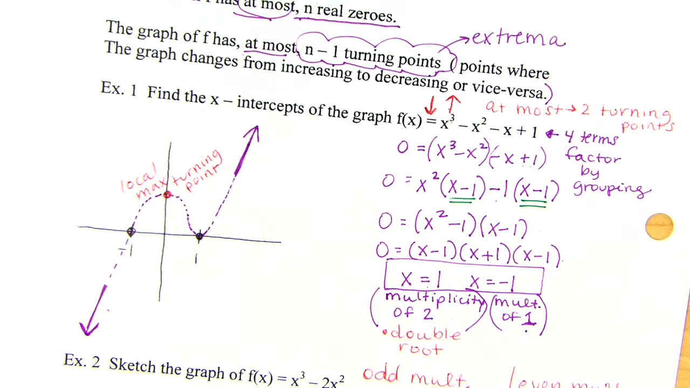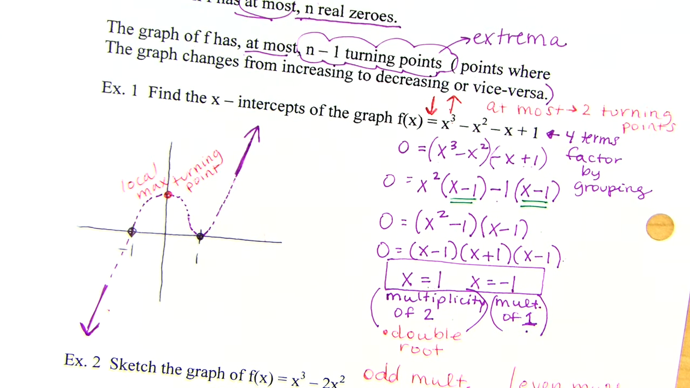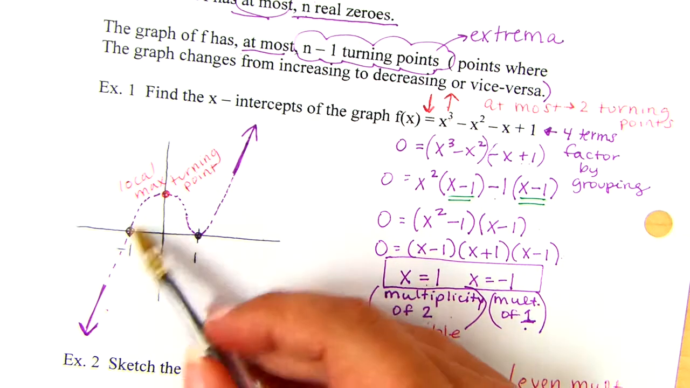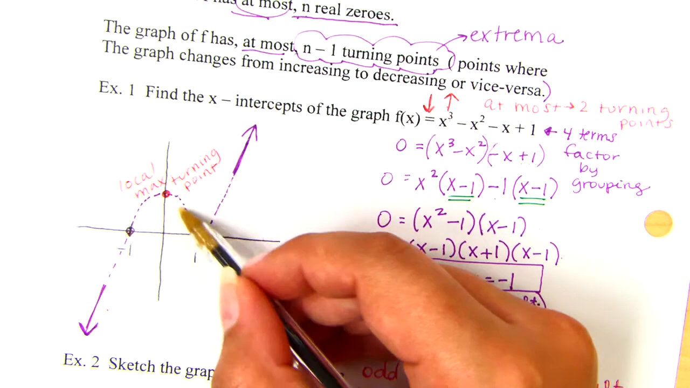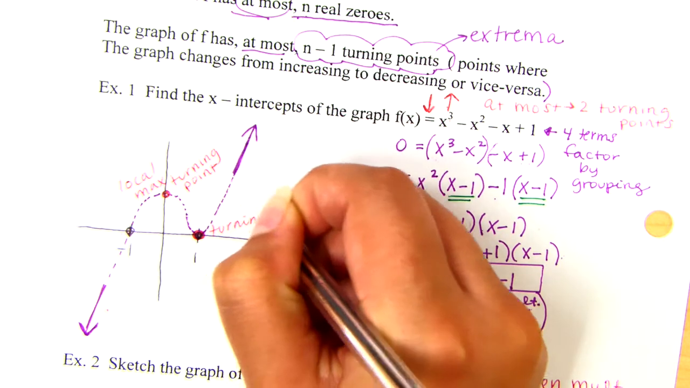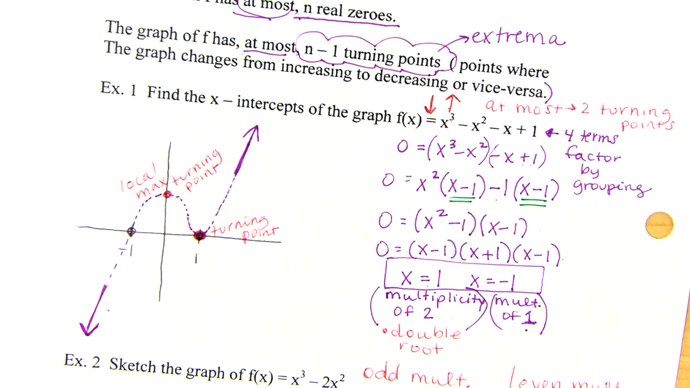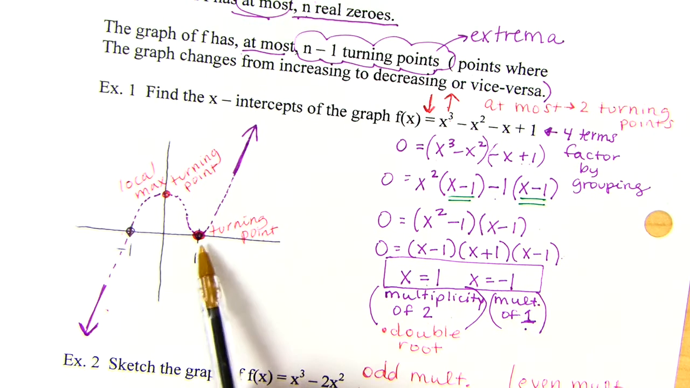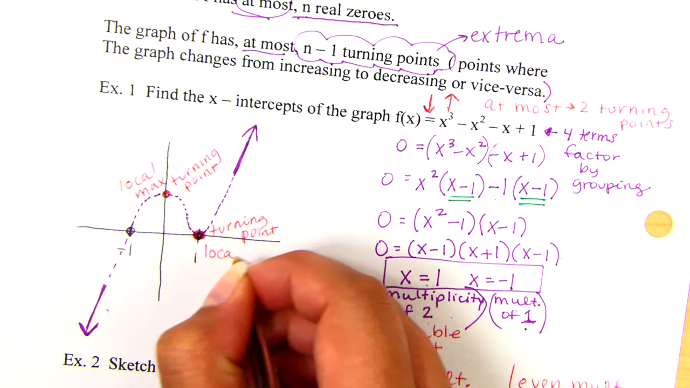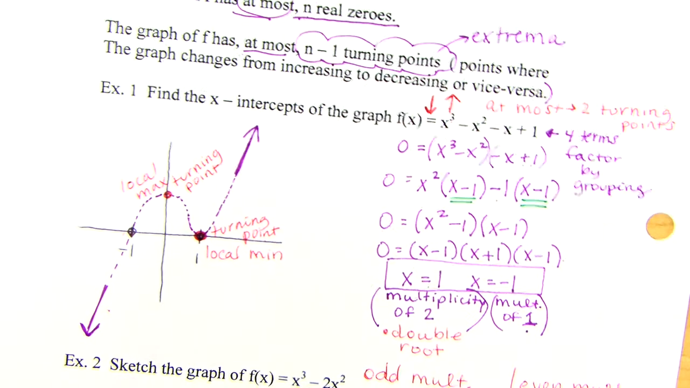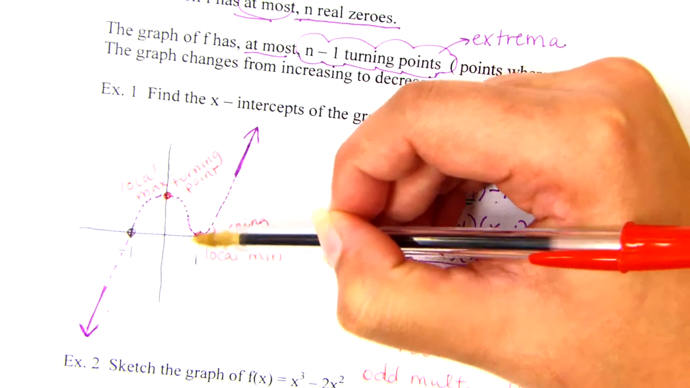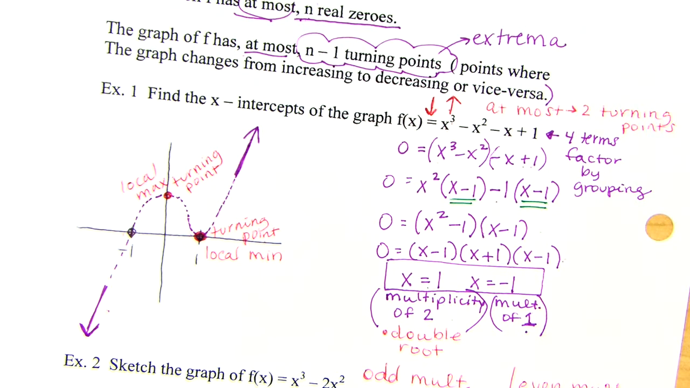That's going to be a local max if you had to get specific with it as far as extrema goes. It's not the absolute highest y value ever, but in that region I had a change from increasing to decreasing, and so I do have a maximum here. Over here I have another turning point at my 0. And this guy is going to be called a local or relative minimum because I'm changing from decreasing to increasing. So in this region of the graph, this is my lowest point. So I'd consider that a minimum.